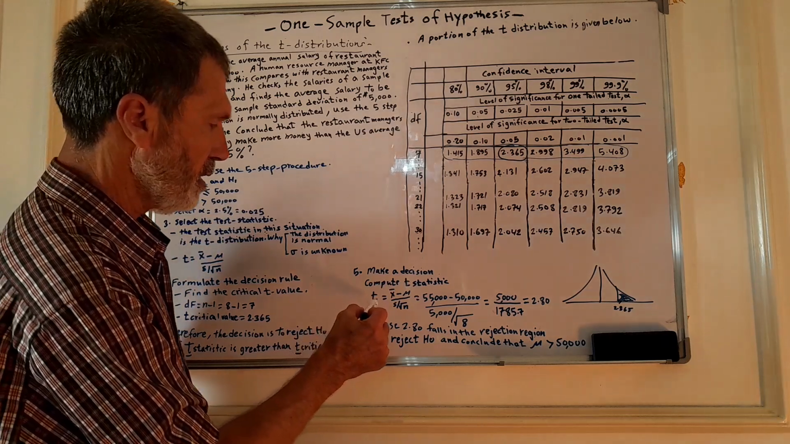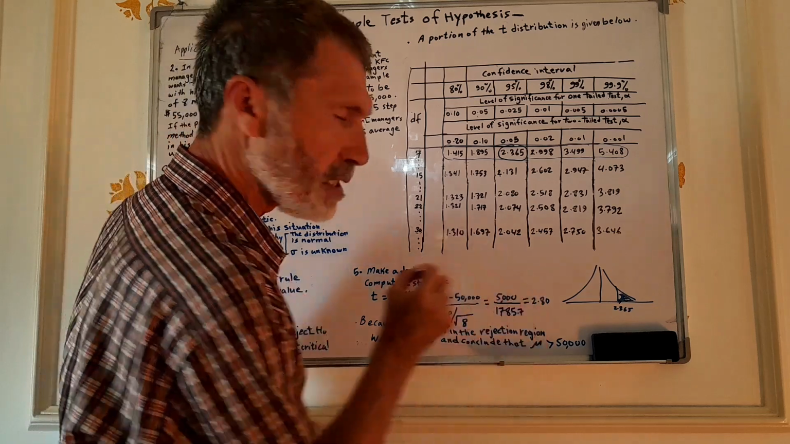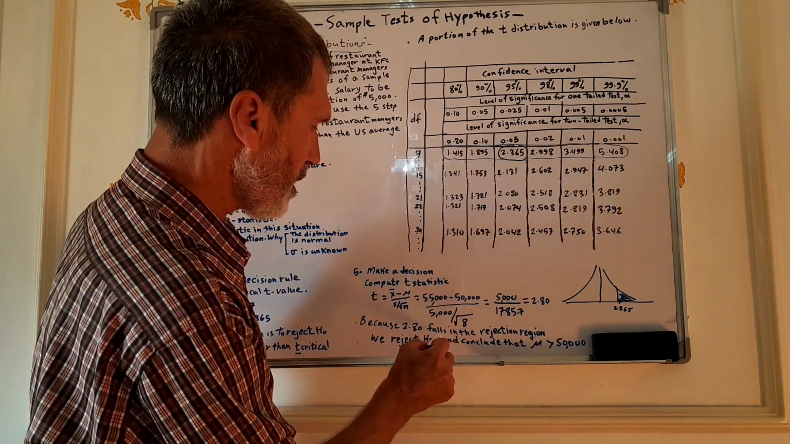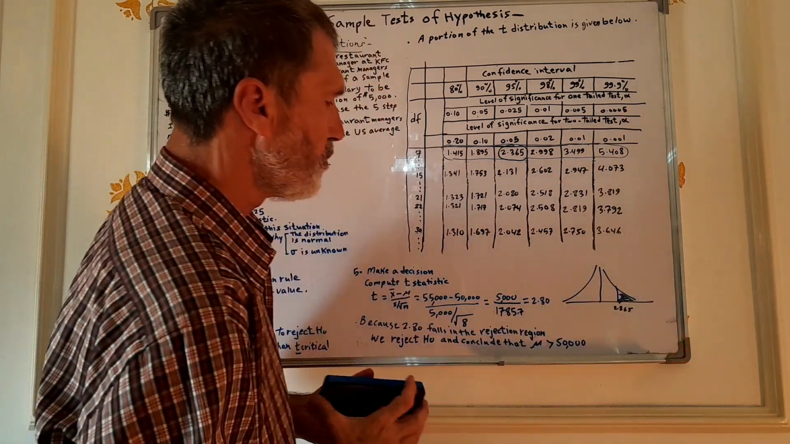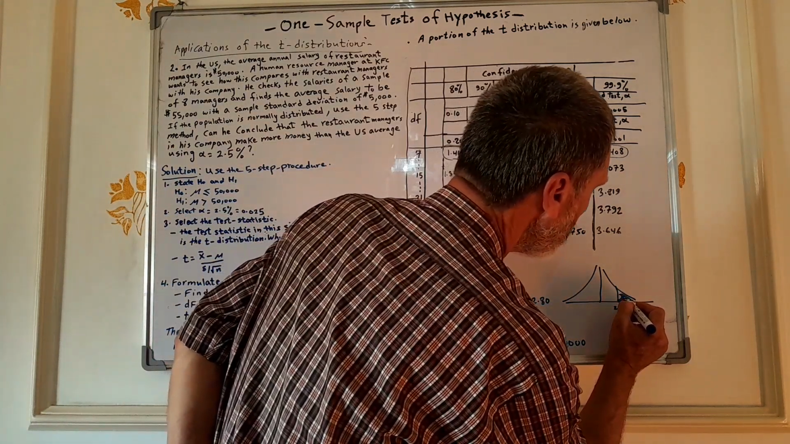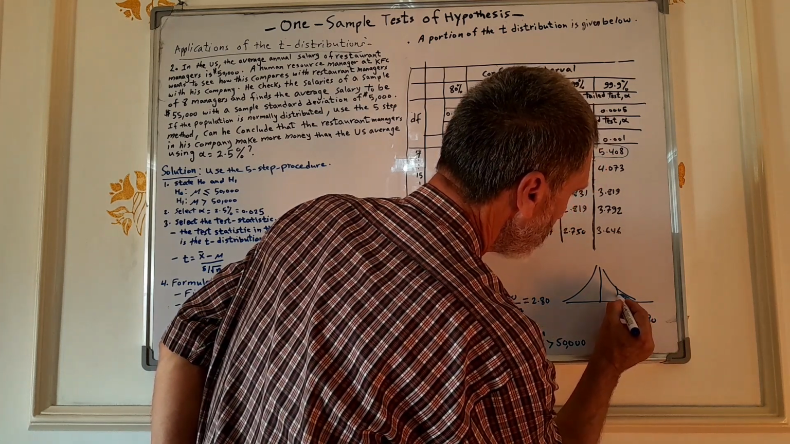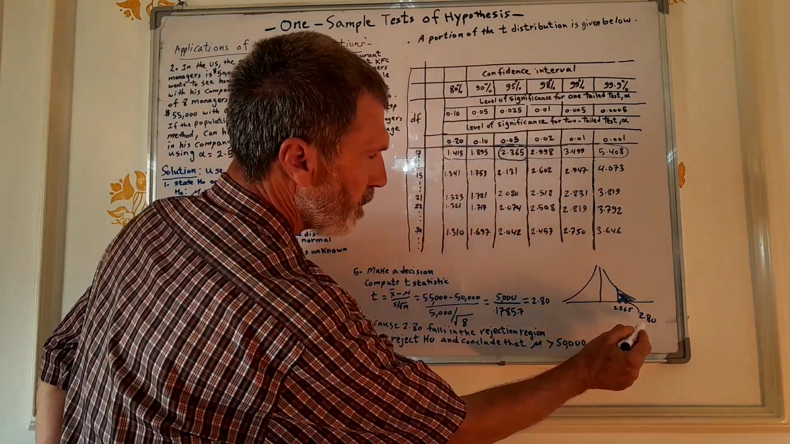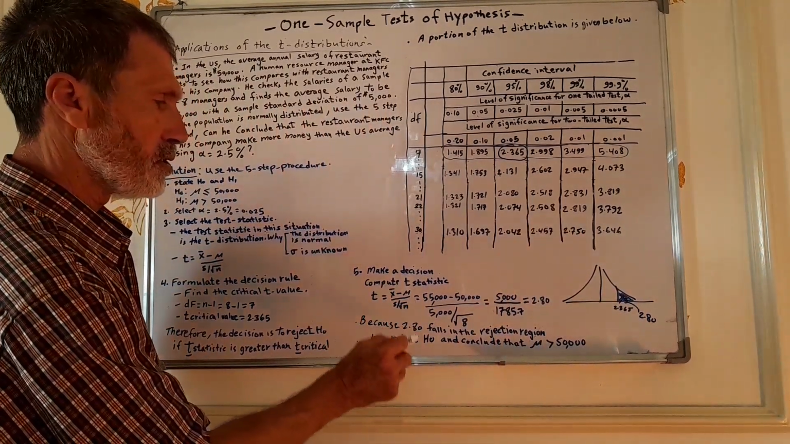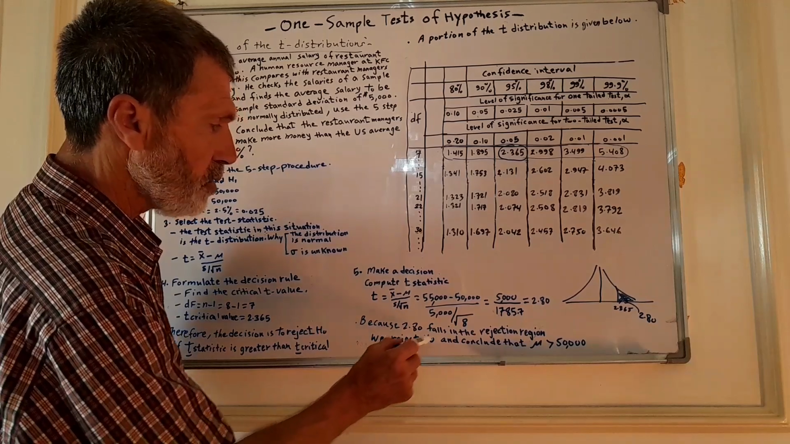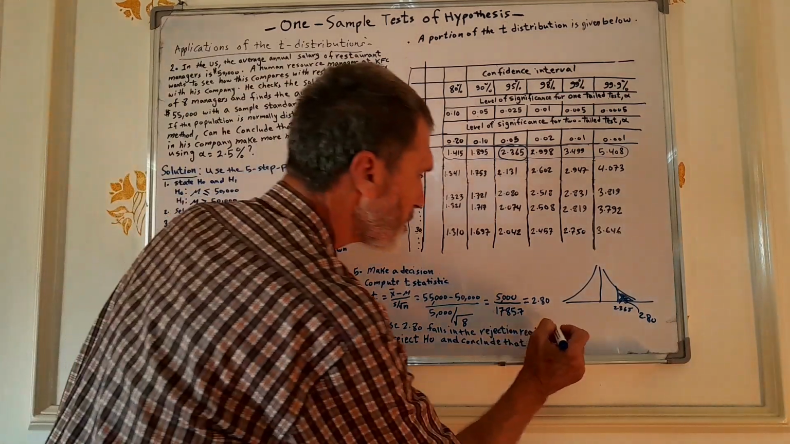Okay, let's calculate the t statistic. We come up with 2.80. Of course, 2.80 falls in the rejection region. This is 2.80 here. It's greater than 2.365, therefore it is located in the rejection region. So we reject H sub 0 and conclude that mu is greater than $50,000.